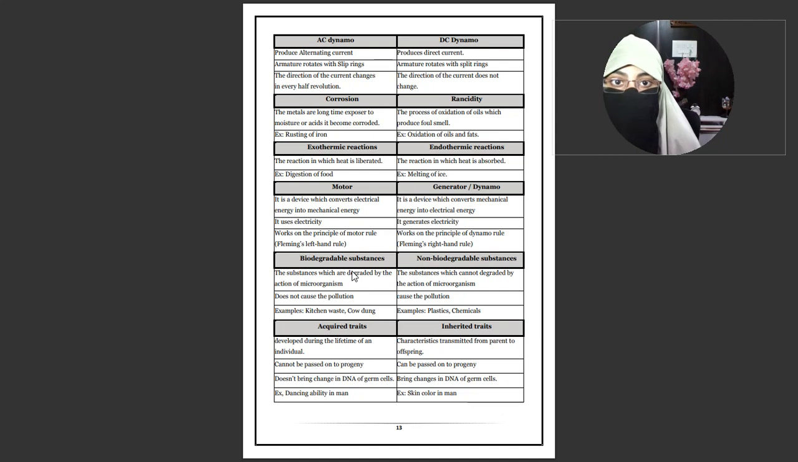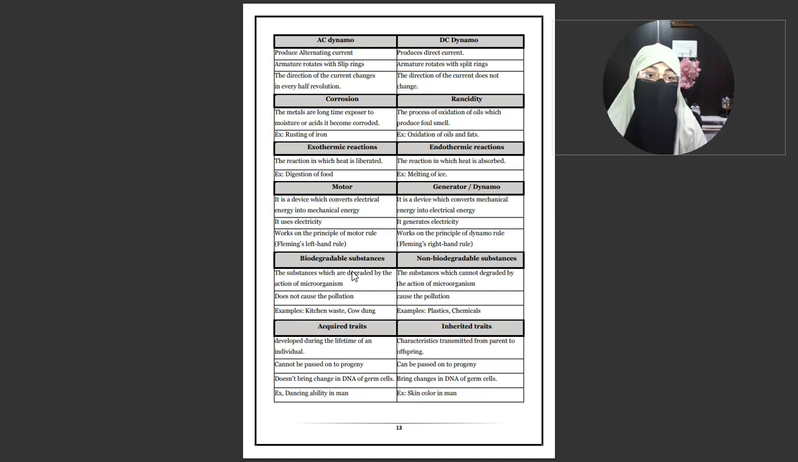And AC dynamo, DC dynamo: AC produces alternating current, DC direct current. Then the slip rings, the differences related to slip rings. Then the direction.